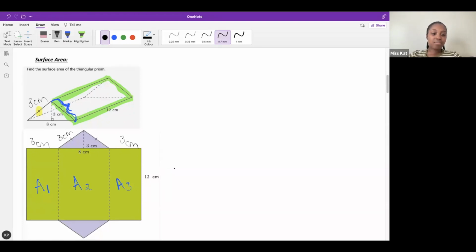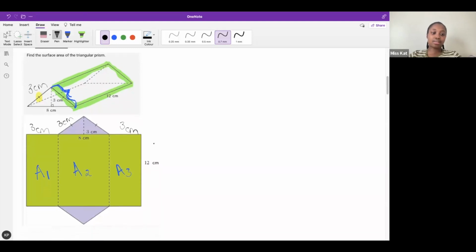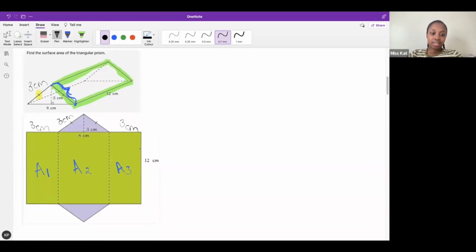Okay, so now do we have all the dimensions we need to find the areas? If this height is 12 centimeters, do you agree that the height of this shape doesn't change anyway? It's 12 centimeters everywhere, right? So if this is 12 centimeters, then the length of A2 is also 12 centimeters. And the length of A1 is also 12 centimeters.